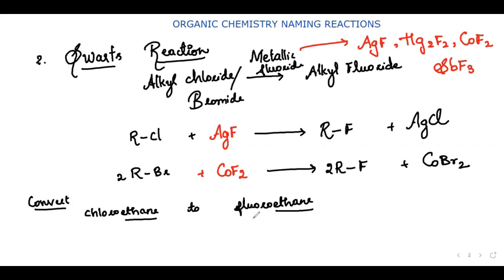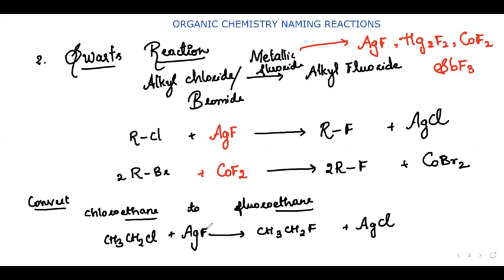If you want to prepare fluoro, that is Swarts. If you want to prepare iodo, that is Finkelstein. So chloroethane, what is the formula? CH3CH2Cl. This should be converted into fluoroethane, CH3CH2F. I have to add a suitable metallic fluoride. That's it.